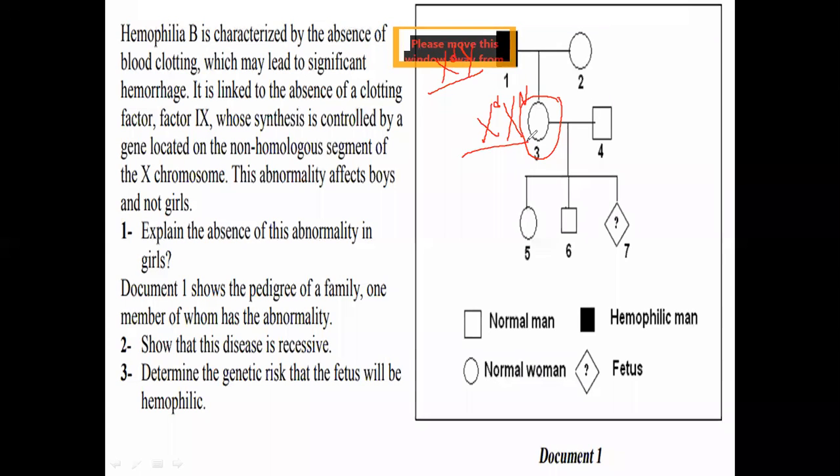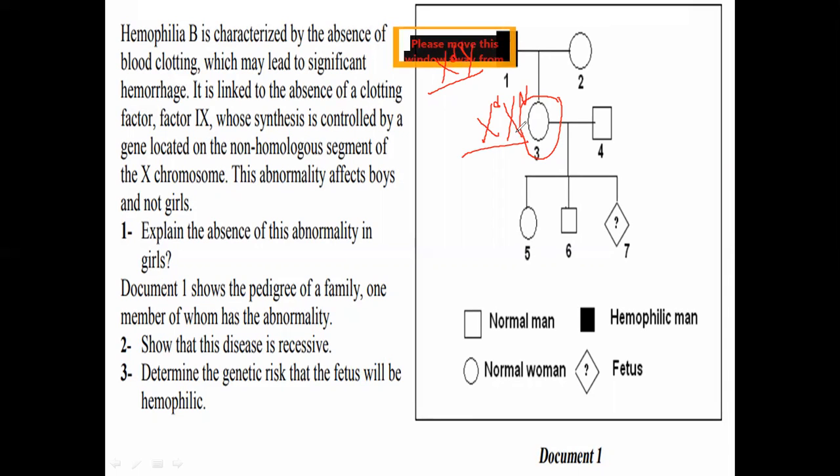Why XdXN? Why is it not XdXd? Or why is it not XNXN? This female should carry the allele of the disease, and she's normal. So it should not be XNXN for 100%. Or it can be XNXd, for example. But if it's XdXd, then individual 4 should be affected. So here it's XdY and here XdXN, so the female is heterozygous.